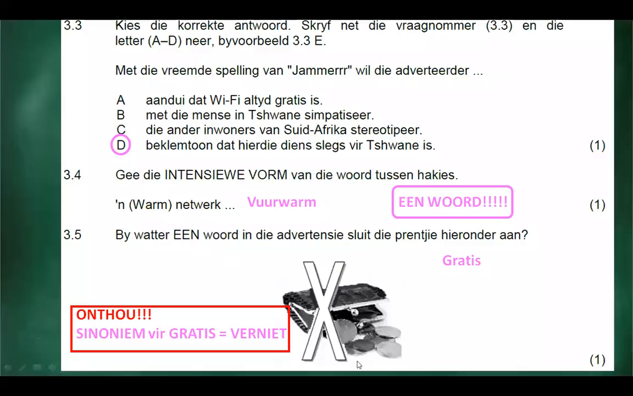Now remember, this is a free service, and if something is free, then it is gratis. Nou wat hulle dikwels vra in 'n taalvraestel, is hulle sal partykeer vir julle vra: gee die sinoniem vir gratis. Give the synonym for free, gratis, and the synonym is verniet. So add that to your vocab, gratis en verniet beteken presies dieselfde. It means exactly the same.